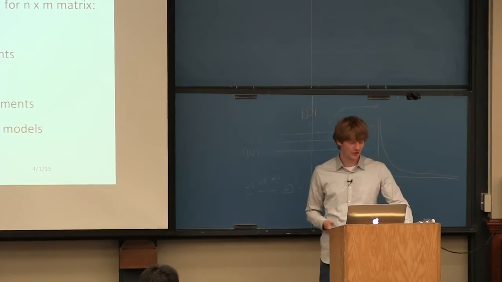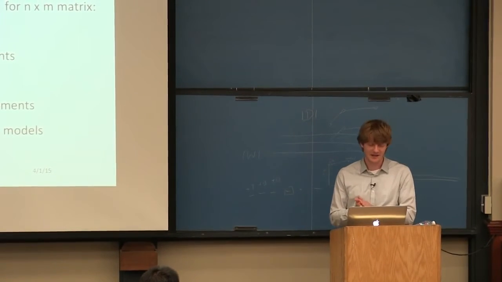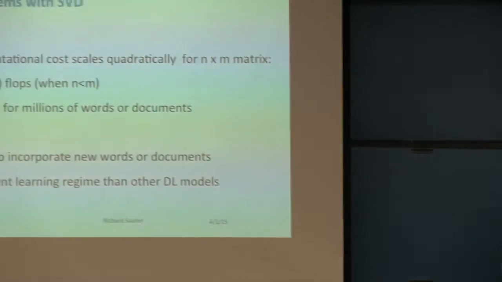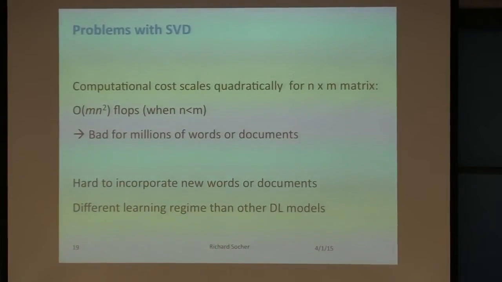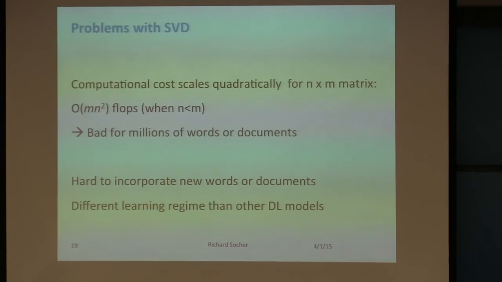Okay. However, not all is great in SVD land. So the main problem is that the computational cost here scales quadratically for either these n by m matrices where you have words by documents or word by word matrices, right? If you have 13 million words, well, good luck trying to invert these matrices and so on. And so you'll have basically a quadratic cost here in the larger, the smaller dimension, and the smaller dimension is still really, really large.